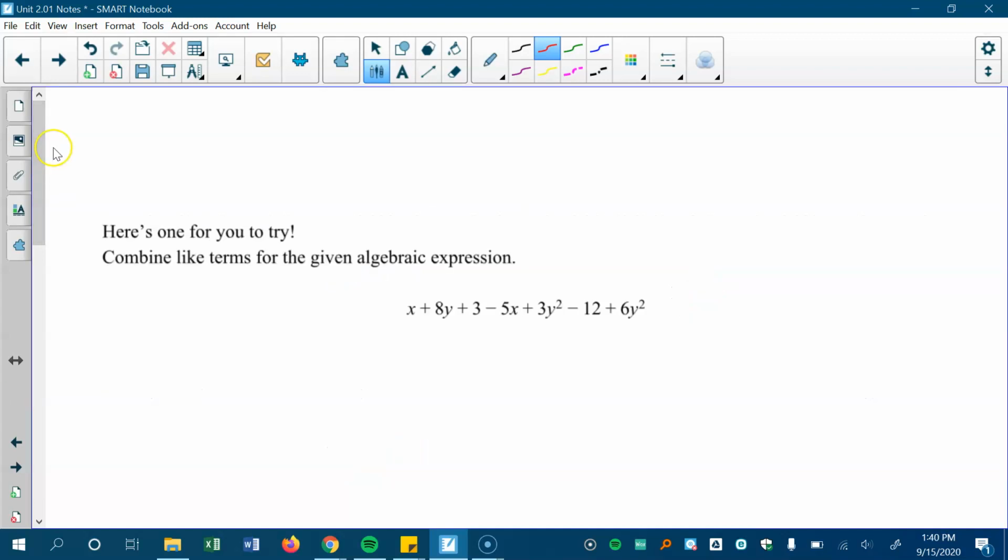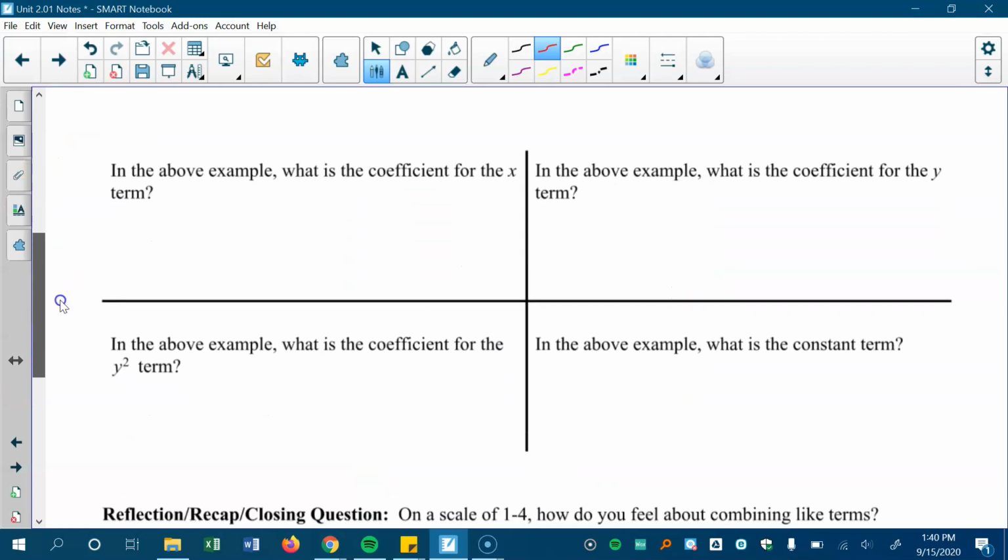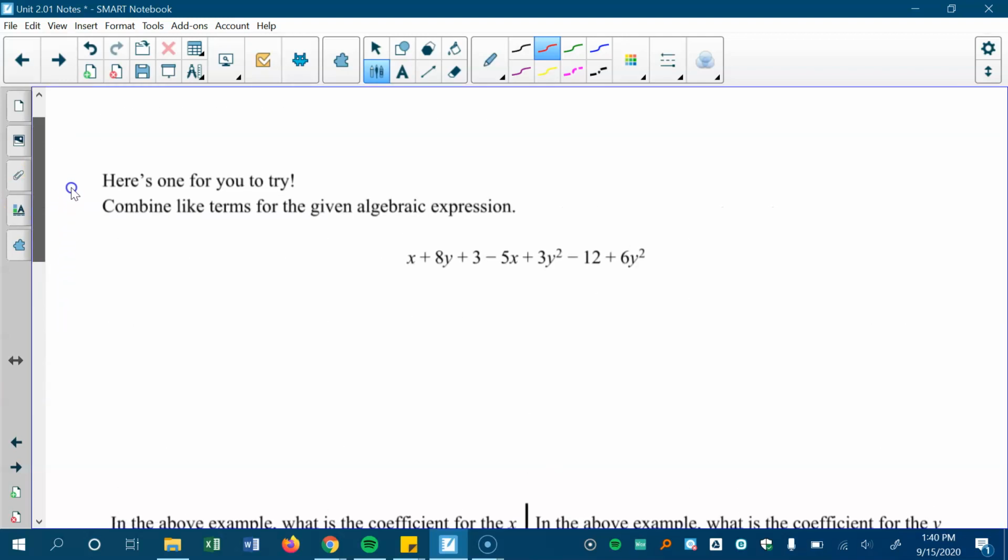And now let's do the last one. Please pause the video and try this one along with these problems at the bottom completely on your own. Good luck.